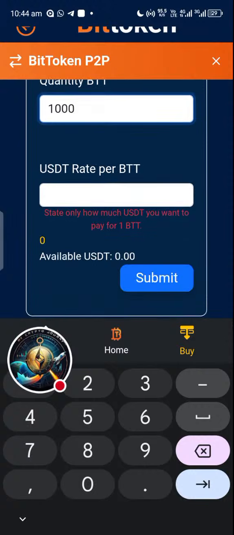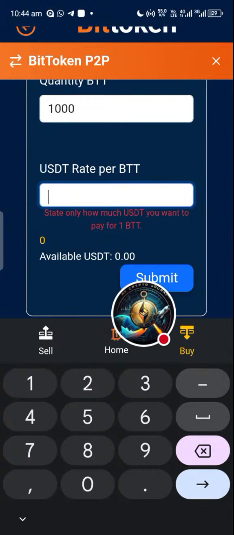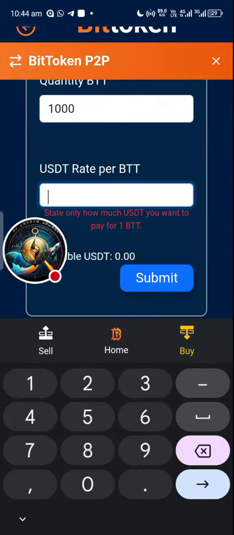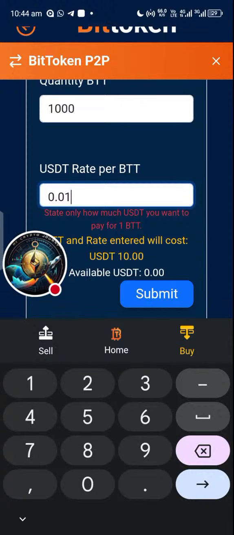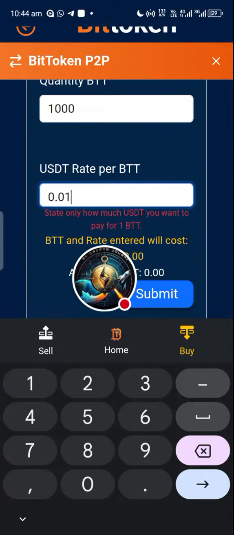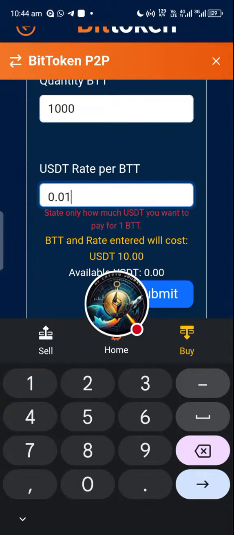All right, and then after you have filled that in, you don't need to do anything else. You just fill in the USDT rate per BTT you intend to buy, 0.01. If you click on 0.01, now you can see, the rate entered will cost you 10 USDT.